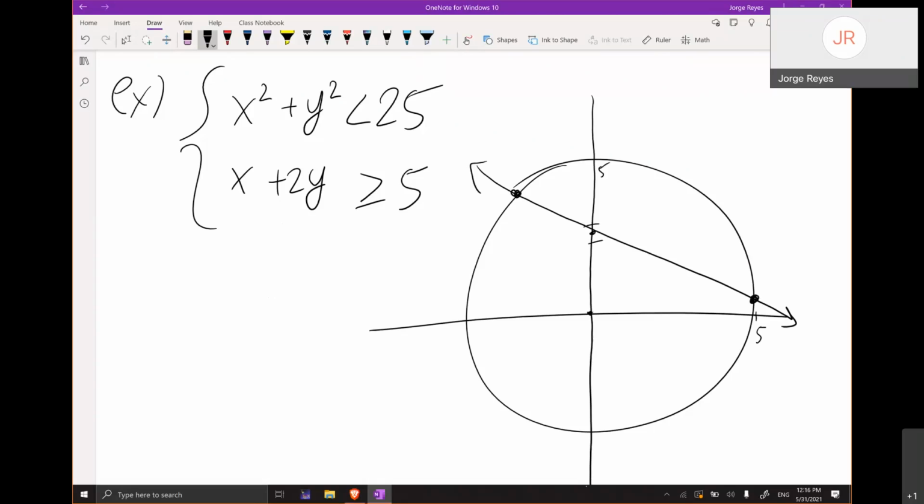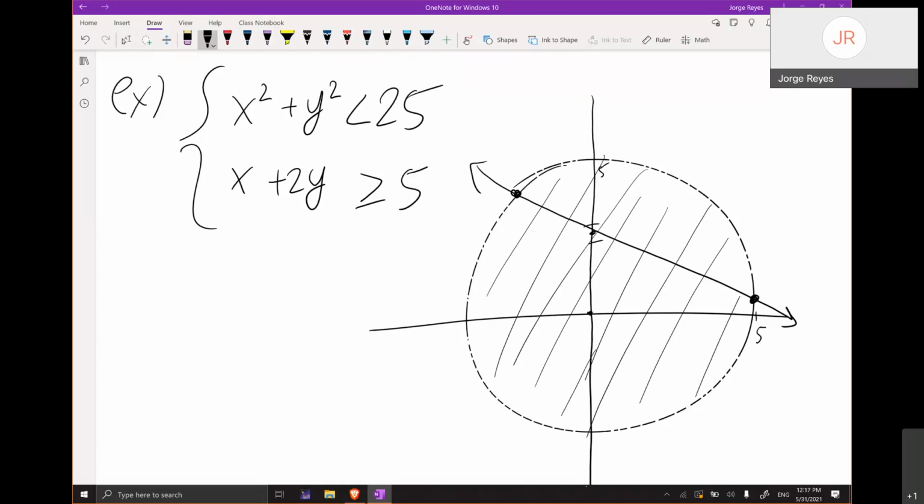And so, for a circle, you can just cheat. If it's a less than sign, it's going to be inside the circle. If it's a greater than sign, it's going to be outside the circle. But you can always plug in a test point. Also, I just realized that the circle should be dotted. So let's pretend that this is dotted properly. Dotted circle, not a solid line. There we go. So inside the circle.